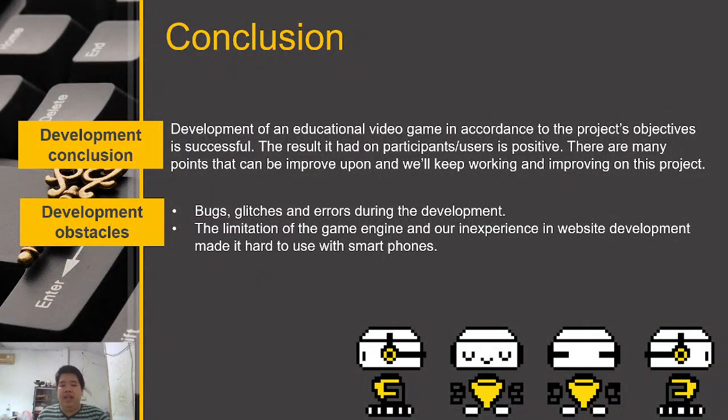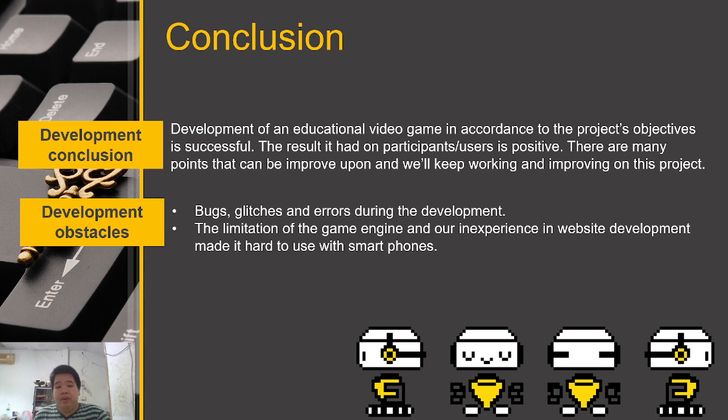Now, for a conclusion. Development of an educational video game in accordance with the project's objective is successful. The result it had on participants and users is positive according to the collected feedback. There are many points that can be improved upon, and we keep working and improving on this project.